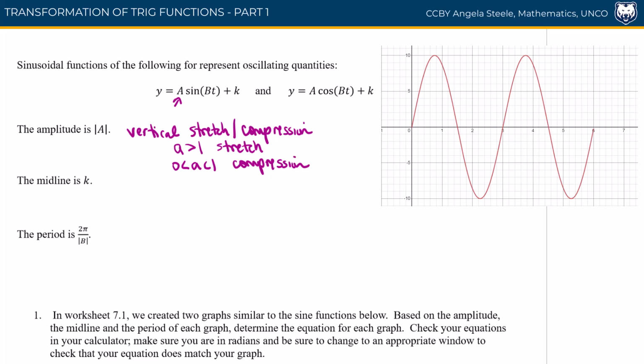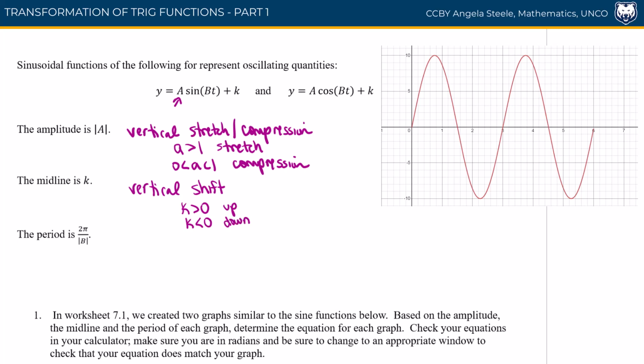Let's talk about the midline. The midline is represented by the k, and that was when we changed our ruler. So the general relationship here is that k represents the vertical shift. If k is positive, or we could say k is greater than 0, meaning it has some positive value, that means the function is going to shift up. If k is negative, or k is less than 0, it's going to shift down.